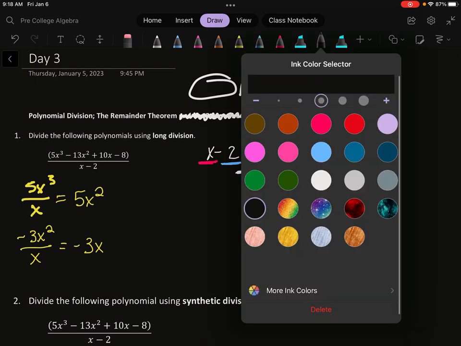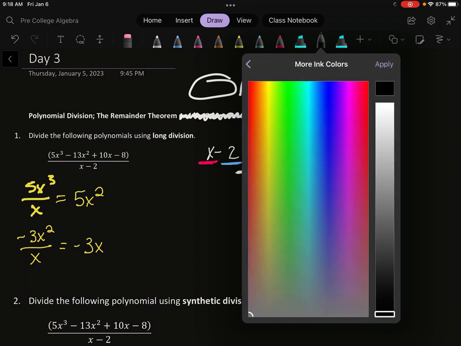So let me change this to a different color here. I had somebody messing with my iPad. It changed all my colors.